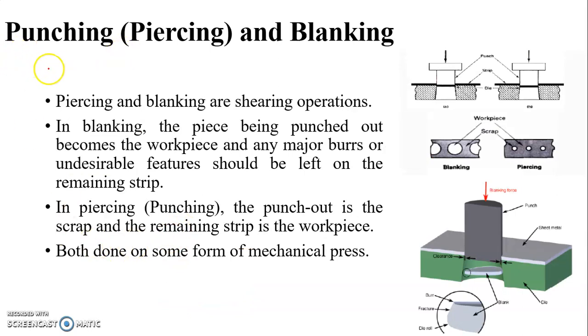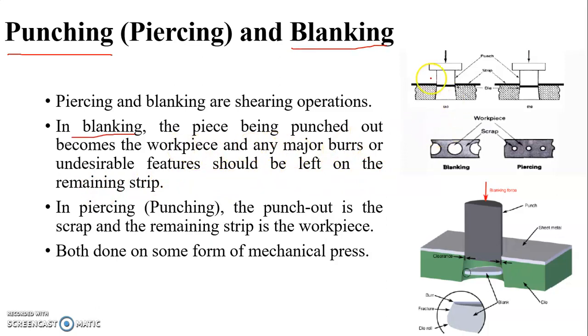The first sheet metal forming operation is punching or blanking. What is punching and what is blanking? Both are shearing operations in which we take the sheet metal and put it on the die, and we punch with the help of a punching press, so that we get the desired product. In blanking, the piece being punched out becomes the workpiece, and major burrs or undesirable features should be left on the remaining strip.